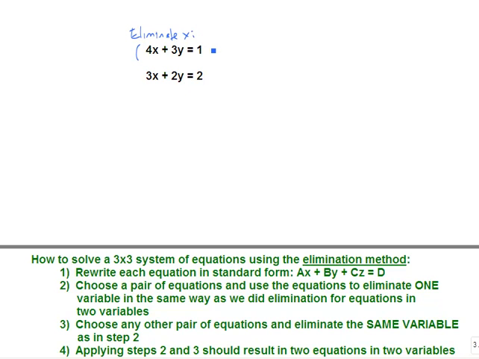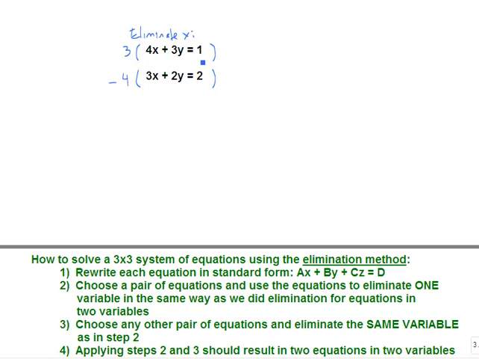Then I would need to multiply the top equation by 3, so that 3 times 4 will be 12, and the bottom equation by 4, so that 4 times 3 would be 12. And then remember, not only do we want these to be 12s, but we want them to be opposites. And right now they would both be positive. So pick one of these to be negative. I'll just make the bottom one a negative.